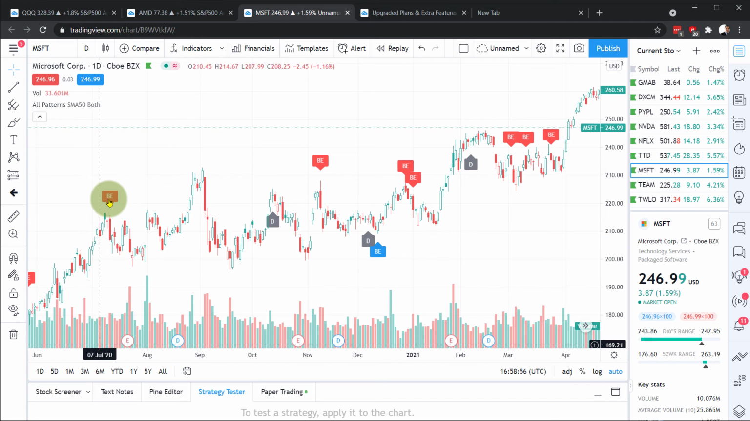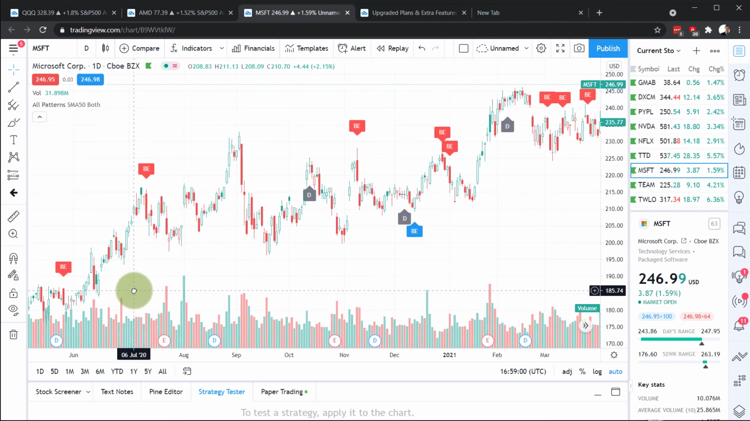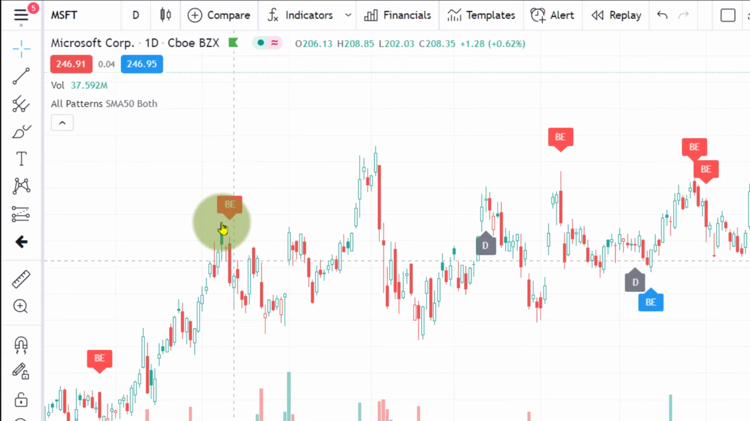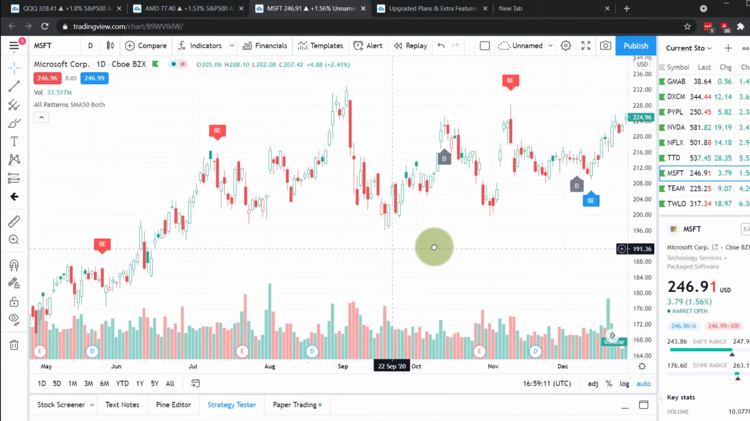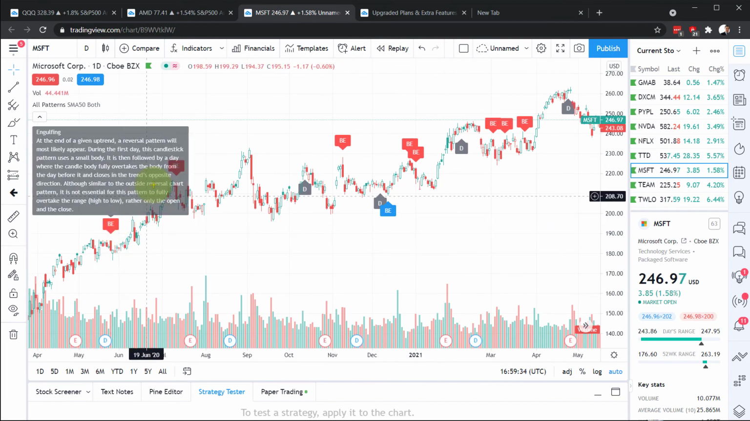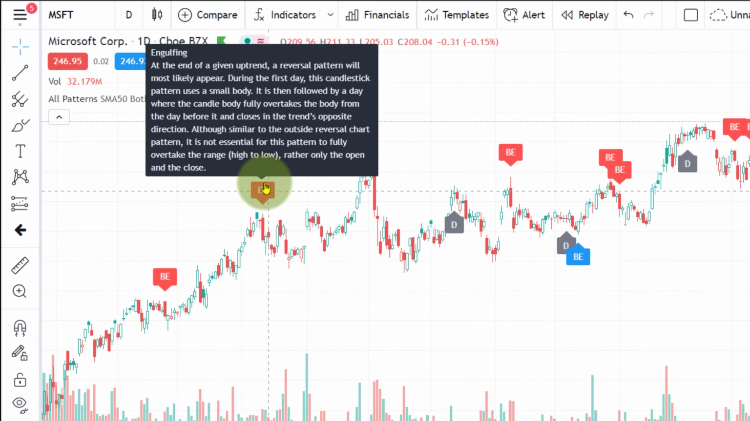So we can see back in July 2020, there was a great stock price rise here, and then suddenly we got this engulfing candlestick pattern. You can see this really long pattern downwards here. So we've got a really strong uptrend. I can zoom in here. We've got a really strong uptrend here, and we can see this is the engulfing formation. And if you hover over it, it gives you a description. Engulfing, at the end of a given uptrend, a reversal pattern will most likely appear during the first day. This candlestick pattern uses a small body, etc., etc. It's explained to you here.